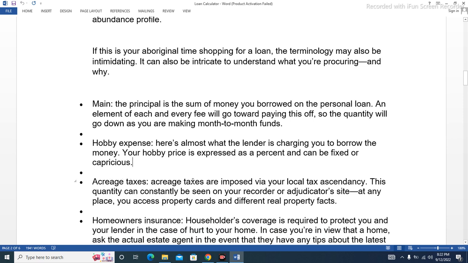Property taxes. Property taxes are imposed by your local tax authority. This quantity can constantly be seen on your recorder or assessor's site, or anywhere you access property cards and different real estate facets.